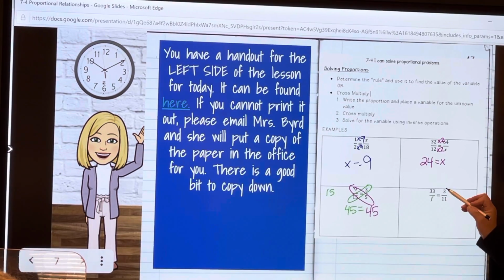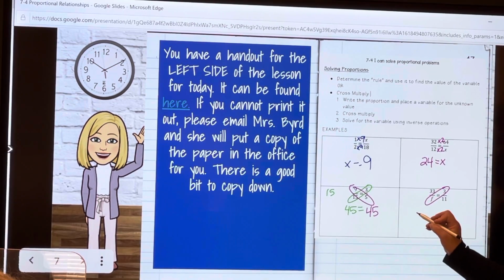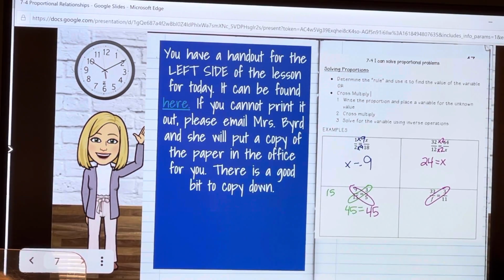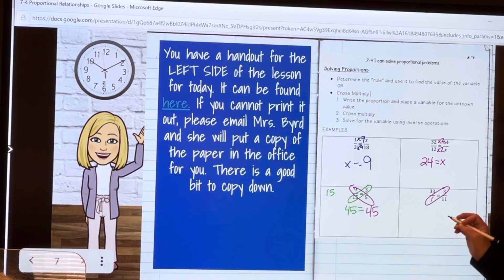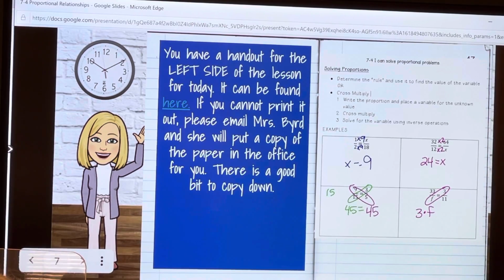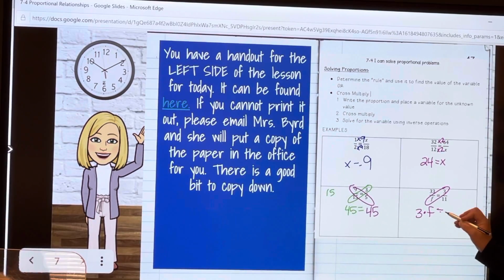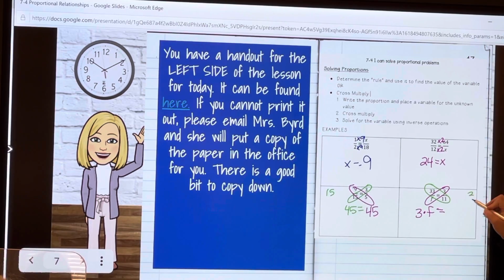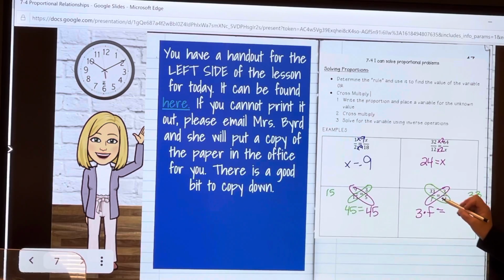Okay? So, 3 times f is what? What do I write then? 3 times f. That's all I can write. I don't know what f is. Equals 11. Now I've got to do what? 33 times 11. I want you to do that, because I'm cross multiplying. Making my butterfly.